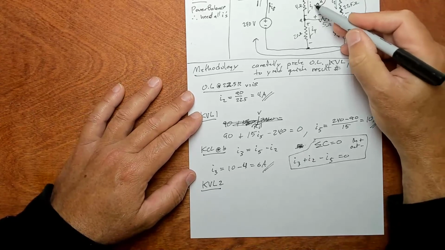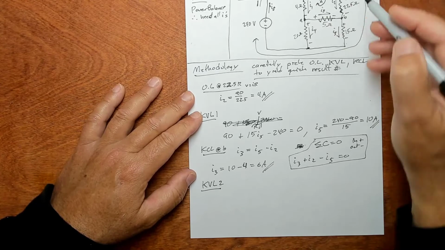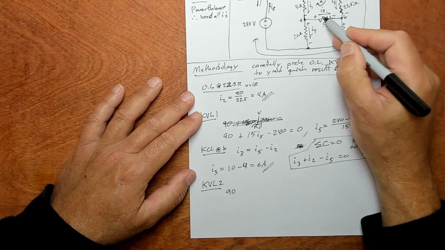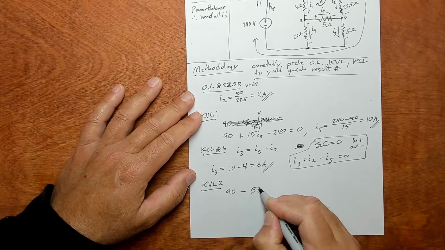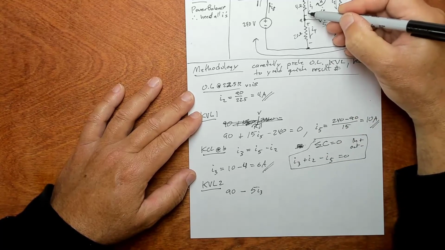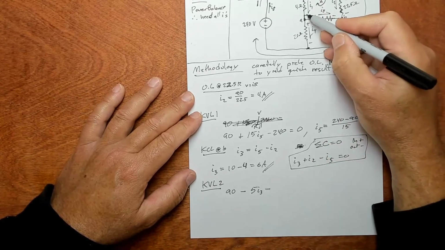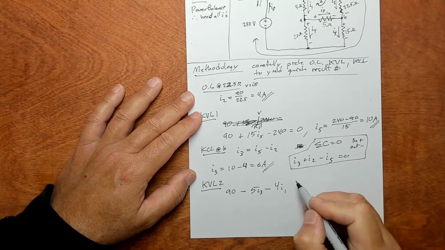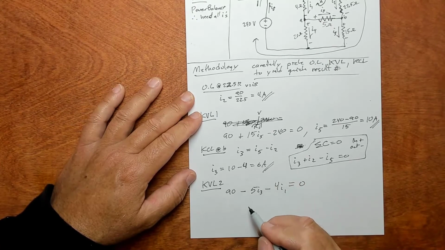So let's write our KVL. We'll go around this way. We're coming into 90, so it's going to be positive 90, and then we're coming into negative. This negative voltage drop here is going to be, by Ohm's law, 5I3. Then we're coming into the negative terminal of this voltage, so it's going to be negative, and by Ohm's law the voltage is going to be 4I1. Those sum to 0. I3 is known, we just solve for that.